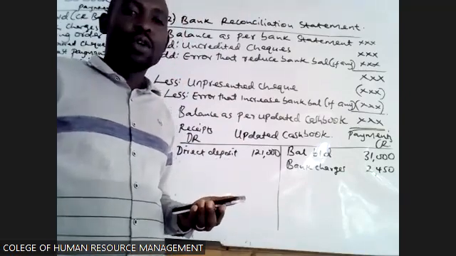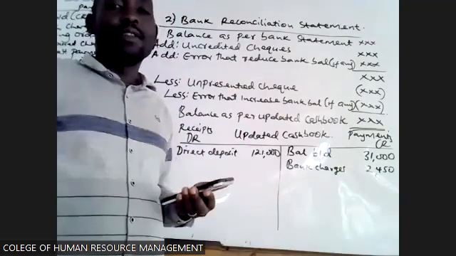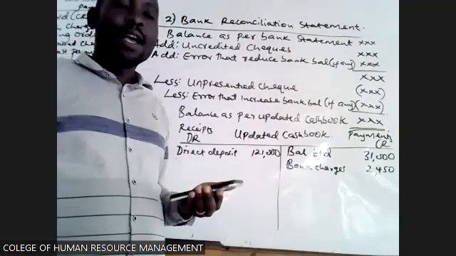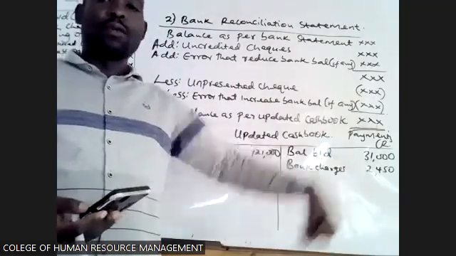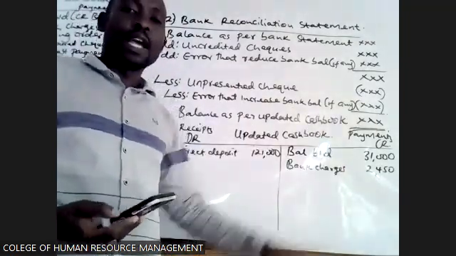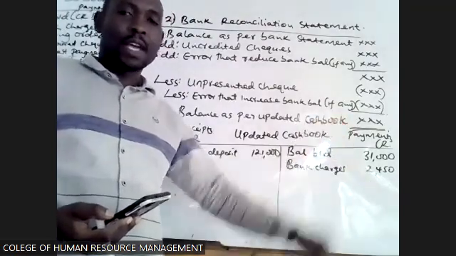And we know the rule. We should not use them in updating the cash book. When we were finding this balance brought down, they were part of the transactions that were used to get this balance. So they cannot be used again.